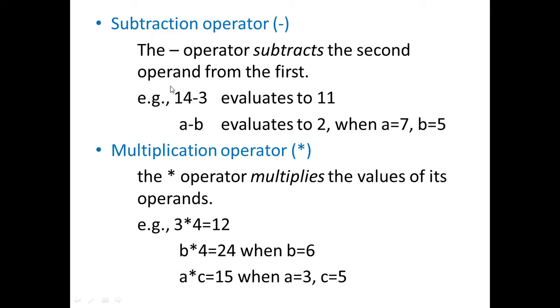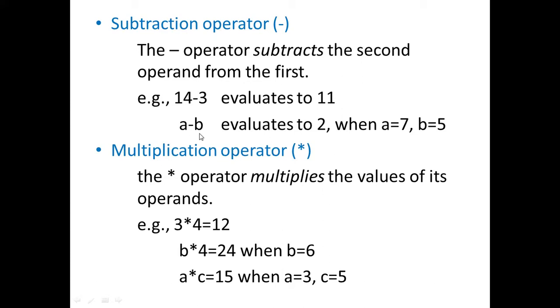This operator, the subtraction operator minus, subtracts the second operand from the first. This is the second operand, this is the first operand. So 14 minus 3: the second operand 3 is subtracted from 14. So 14 minus 3 will become 11.